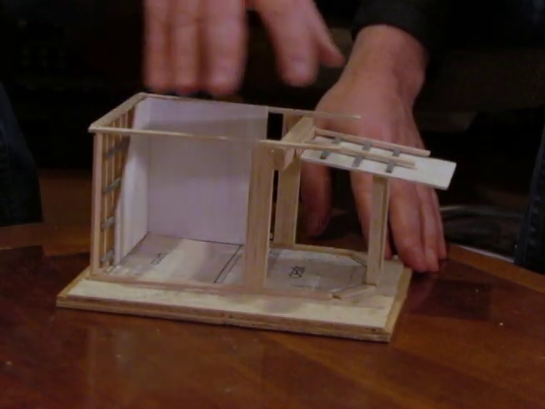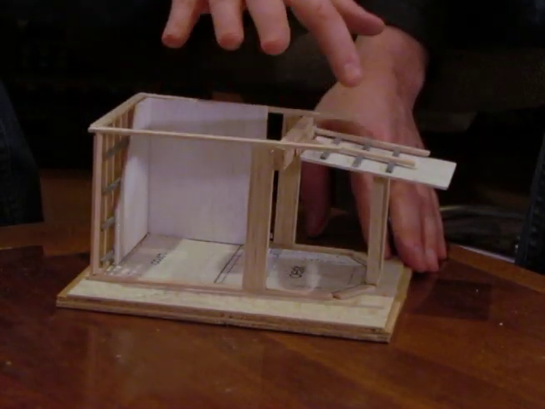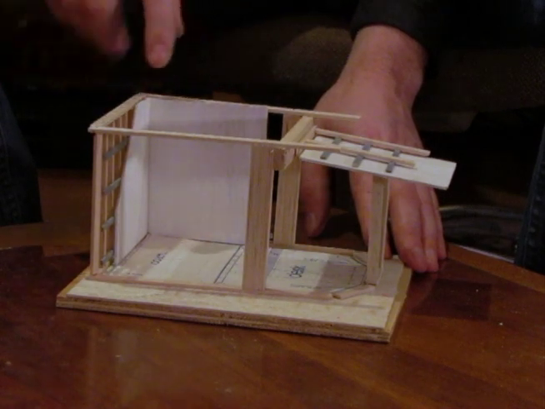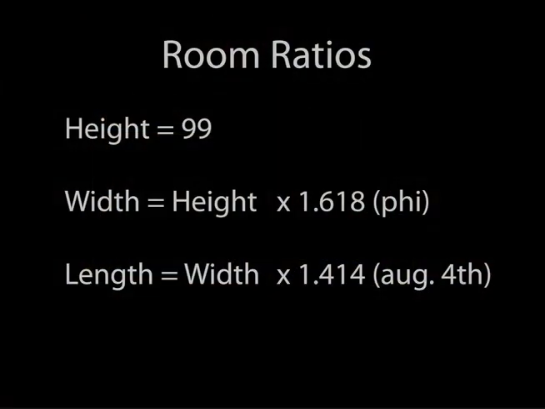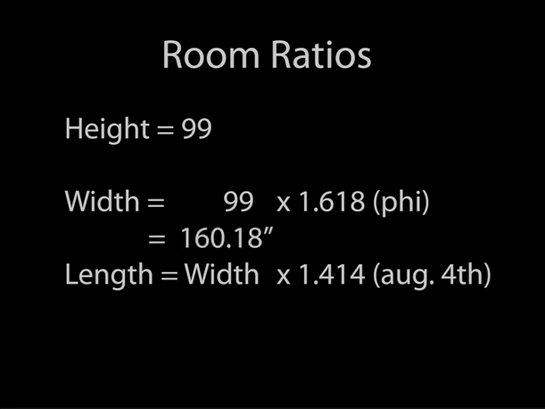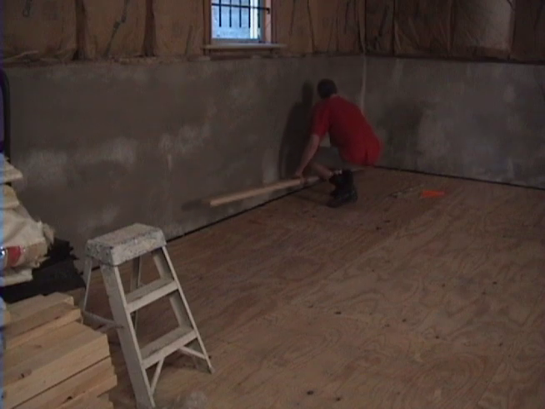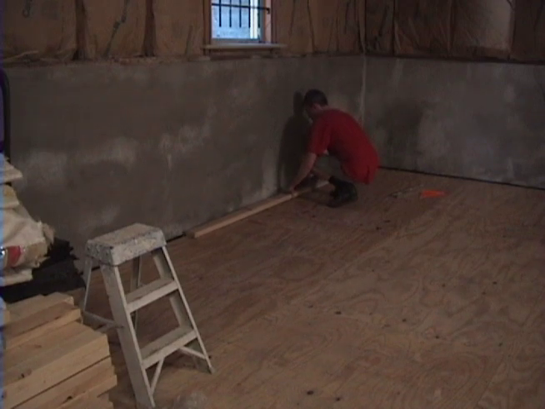The solution is to average the ceiling height. Measure the ceiling height in all four corners of the room, add together, and divide by 4. My new ceiling height is 99 inches. We can use this in the room ratio formulas to find my width and my length. 99 times 1.618 is 160.18 inches. That's my new width. My new length is 1.414 times the width, which is 226.49 inches.